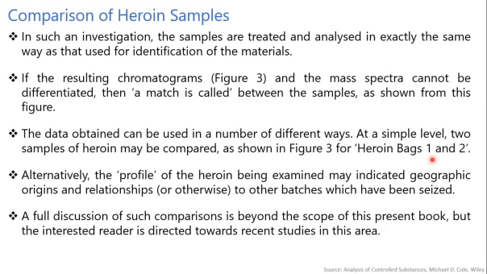In such an investigation, the samples are treated and analyzed in exactly the same way as that used for the identification of the material. If the resulting chromatograms, as we will see in the next slide, figure 3, and the mass spectra cannot be differentiated, then a match is called between the samples, and as shown from this figure, the data obtained can be used in a number of different ways. As a single label, two samples of heroin may be compared, as shown in the figure, for heroin bags 1 and 2.